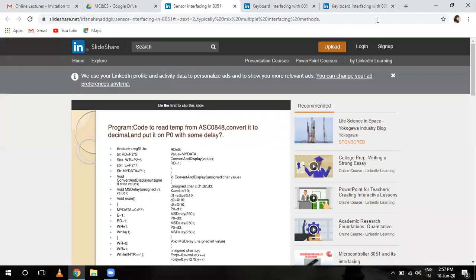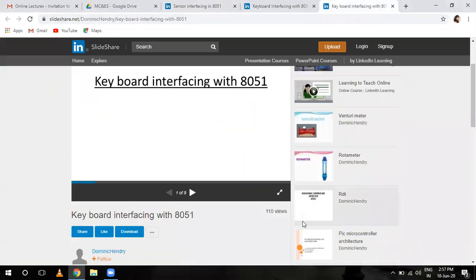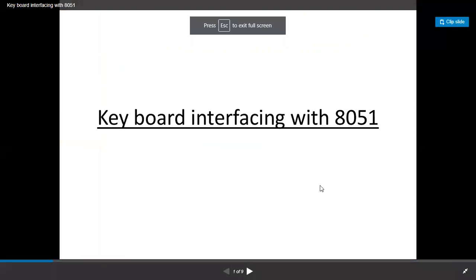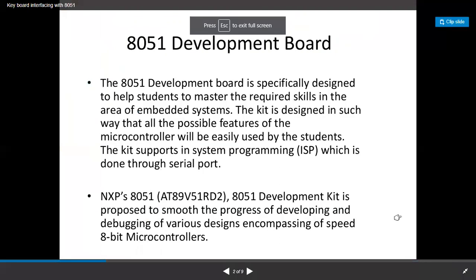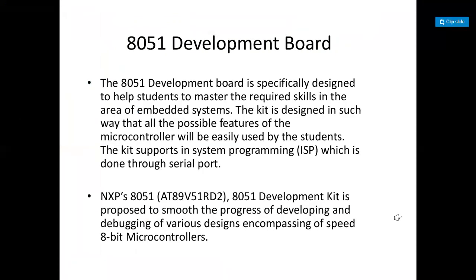Next is एक छोटी सी और topic है, that is interfacing the keyboard with the 8051, that is the 8051 development board. The 8051 development board is specifically designed to help the student master the required skills in the area of embedded systems. The design is such that the possible features of the microcontroller can be easily used by the student, and the kit supports in-system programming, which is done through the serial port.